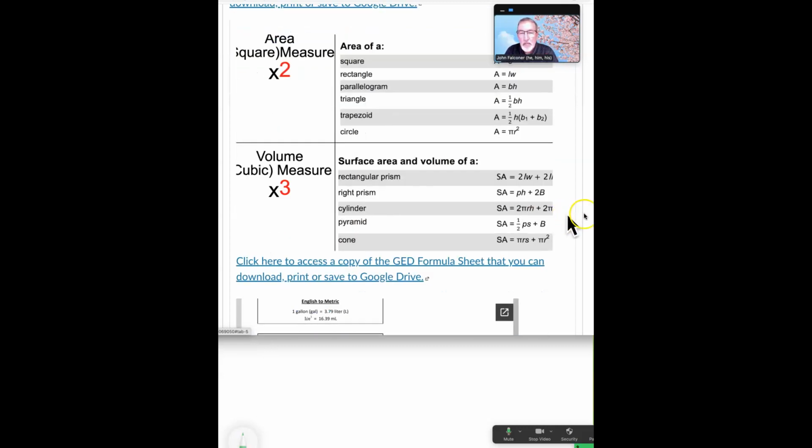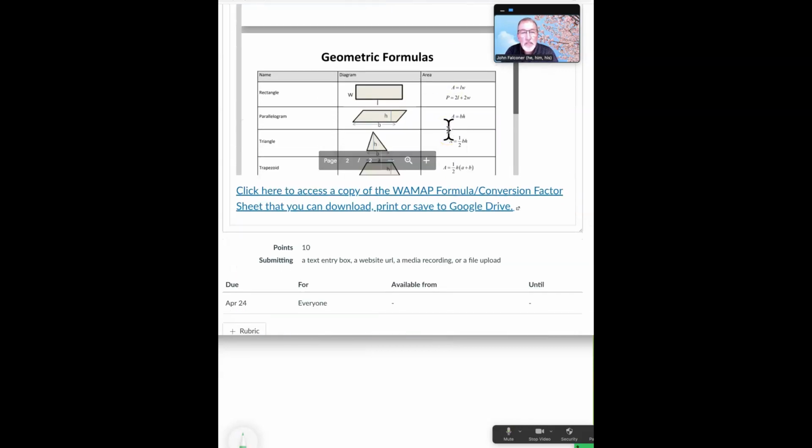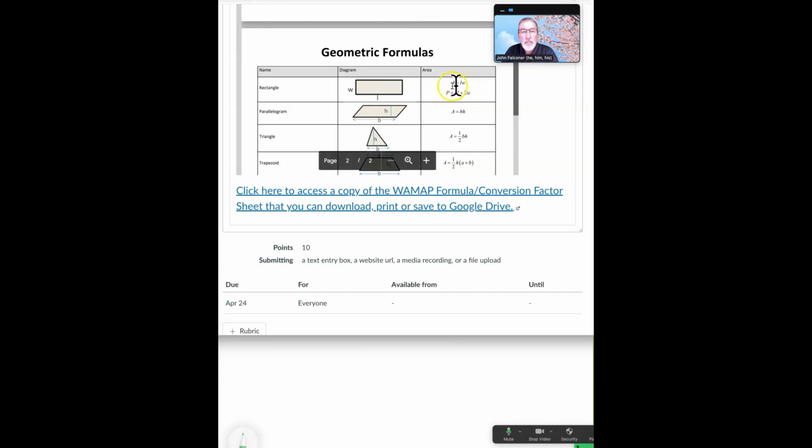All right, so I'm going to go ahead with the WAMAP sheet here with the geometric formulas. And so rectangle is just one side times the other, and they write A, that's area, is equal to length times width. And then the P is for perimeter. So if you want to know what the perimeter is, it's 2L, 2 times L plus 2 times W. So basically, if you add up W plus W plus L plus L, you'll get the perimeter. That's the distance around. And a quicker way to write it, a little more mathematically pleasing, is 2L plus 2W. Okay. So you can use that for this problem.